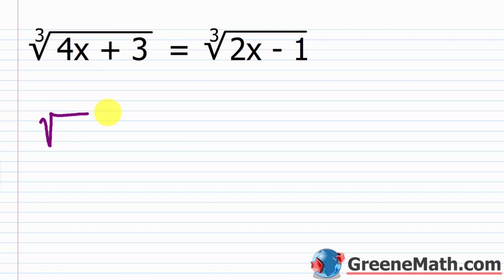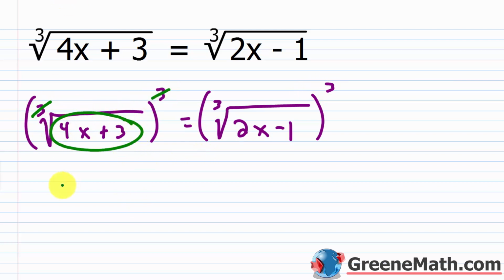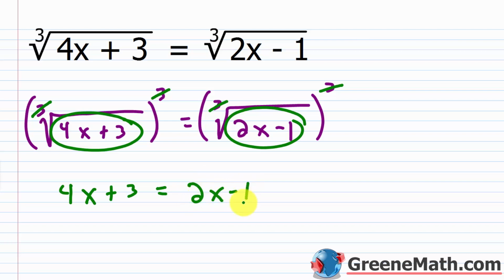So let me just rewrite this. I have the third root of 4x plus 3. I'm going to raise this to the third power. This is equal to the third root of 2x minus 1. I'm going to raise this to the third power. Okay, so we know that the index here would cancel with the exponent here. I'm just left with the radicand. So 4x plus 3 is equal to, again, index with exponent, just left with the radicand, so you have your 2x minus 1. So from this point, it's really easy to solve.